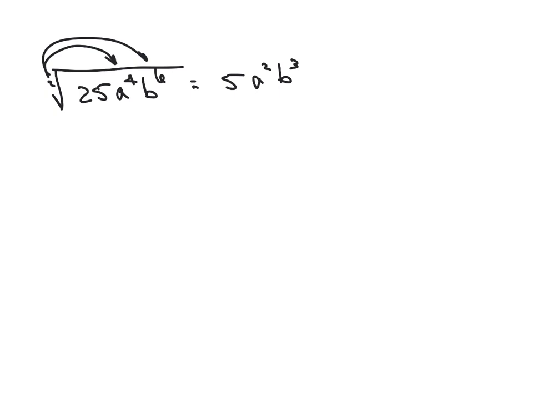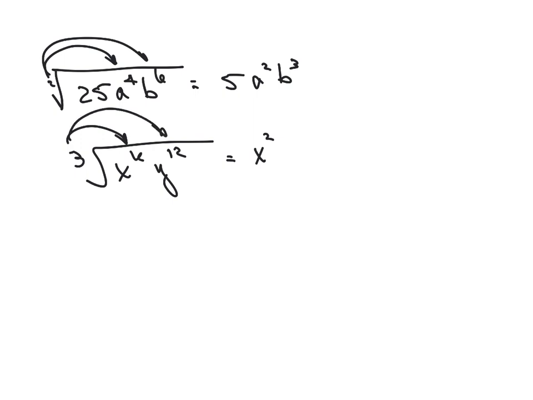If I have the cubed root of x to the 6th, y to the 12th, same thing. 3 goes into 6 twice, 3 goes into 12 4 times. And the radical disappears whenever you do that. And last one, fourth root of 81, 3 times 3 is 3.